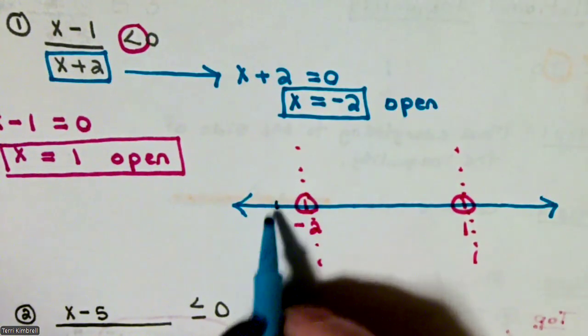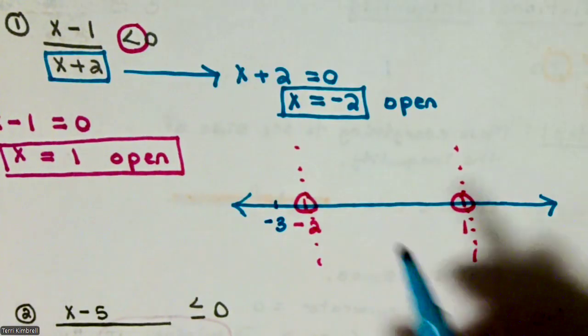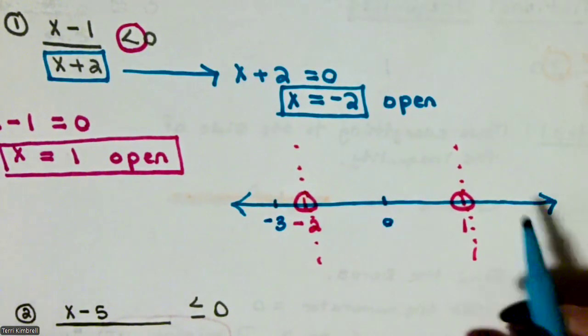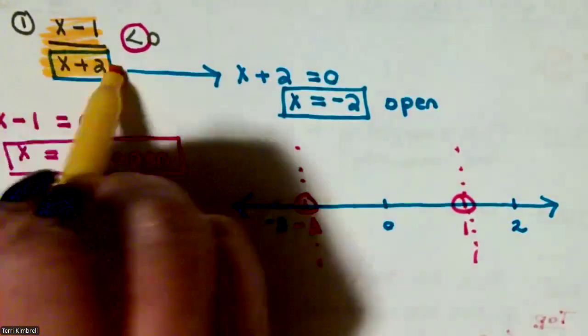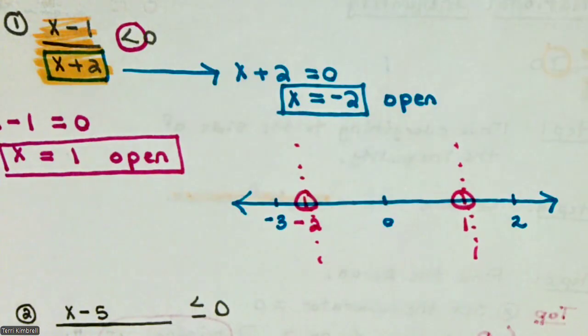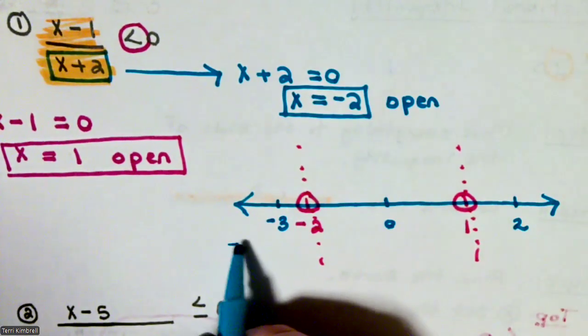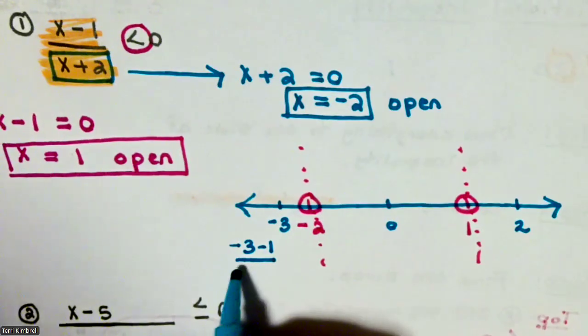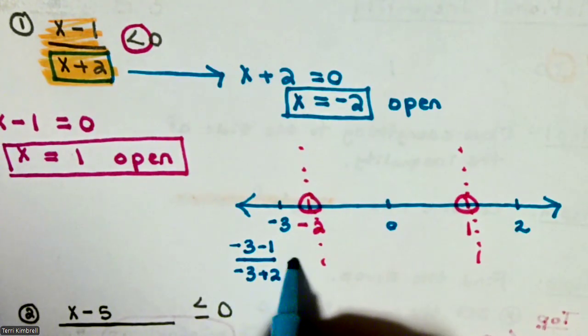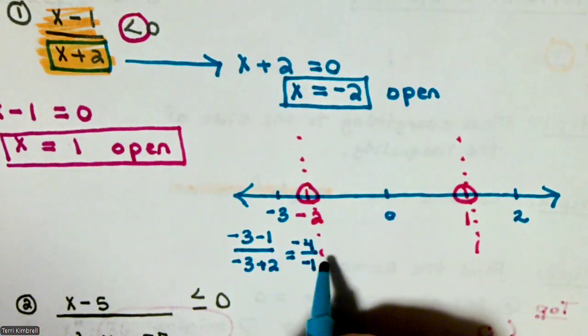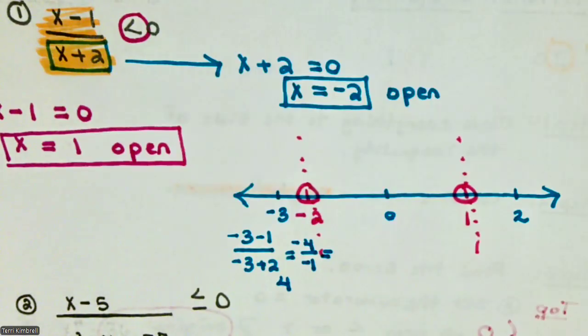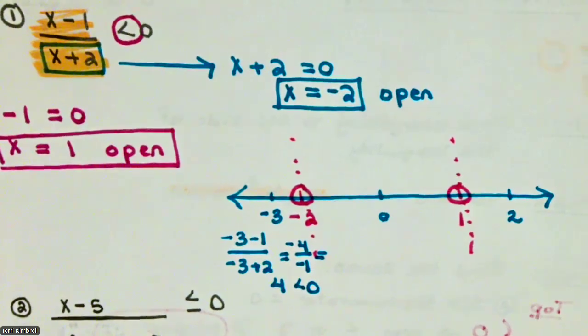And I'm going to pick negative 3 to the left, 0 would fall between those, and then positive 2. So remember that we're going back and we're checking this in the original problem. Looking at negative 3, I would have negative 3 minus 1 over negative 3 plus 2. So we would get a negative 4 over a negative 1, which comes out to be 4. And 4 is not less than 0, so that would be false.